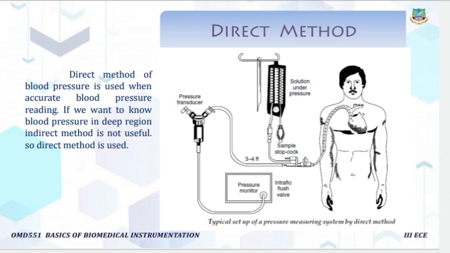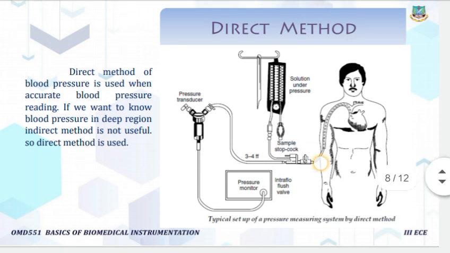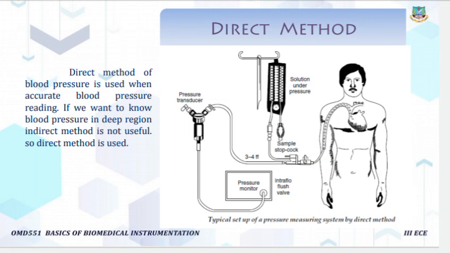So in this direct method of blood pressure measurement, a fluid filled catheter is used. Before inserting this into the blood vessel, the fluid filled catheter should be completely flushed out. That is, we have to clearly wash it. Sterile saline solution is used for this flushing purpose, mainly to avoid blood clotting.